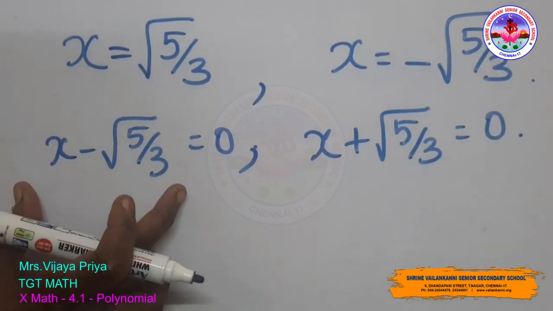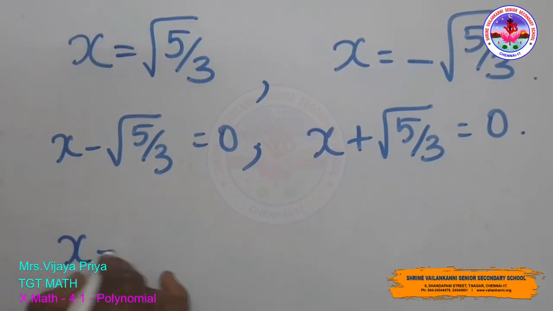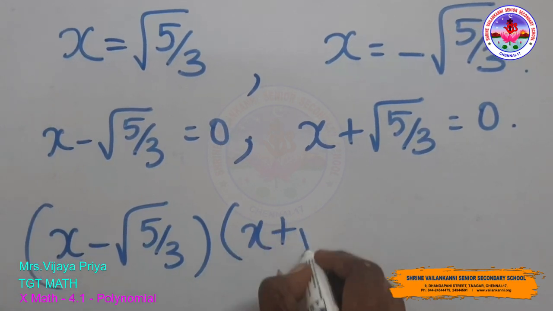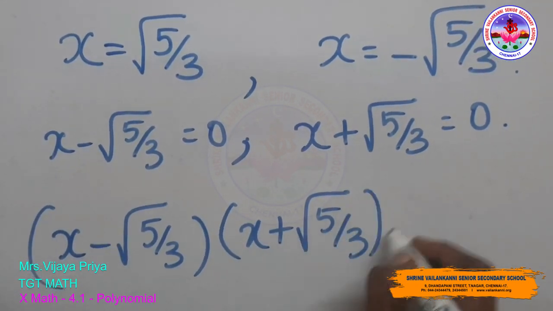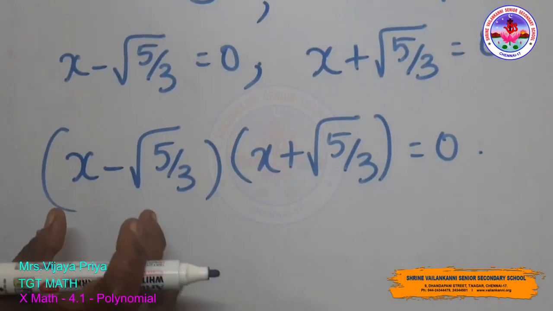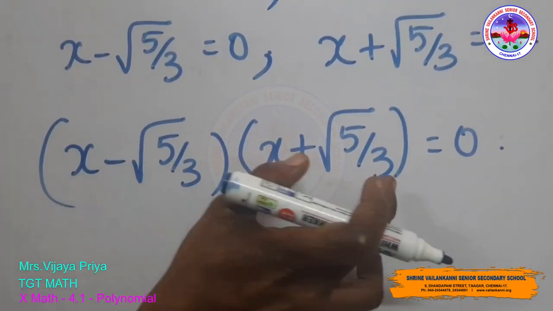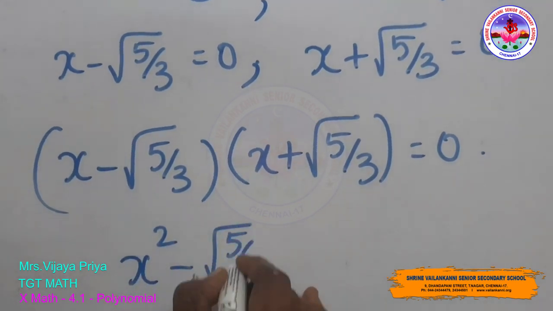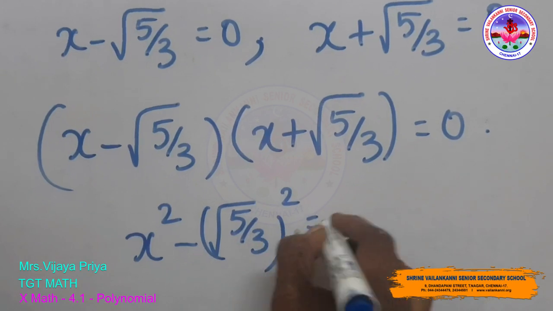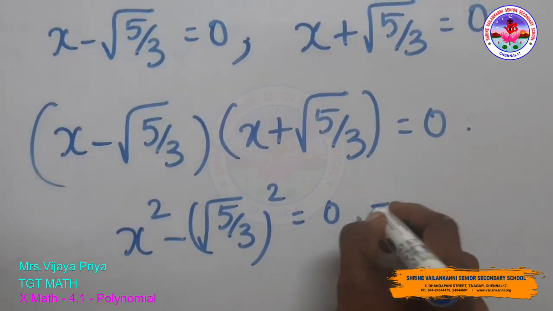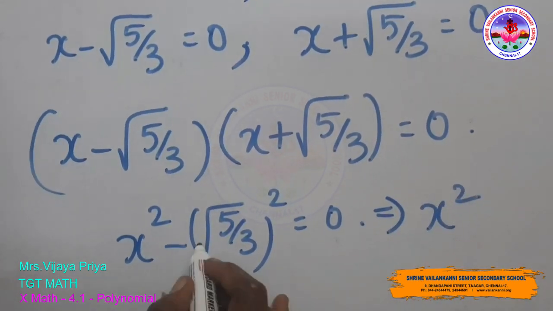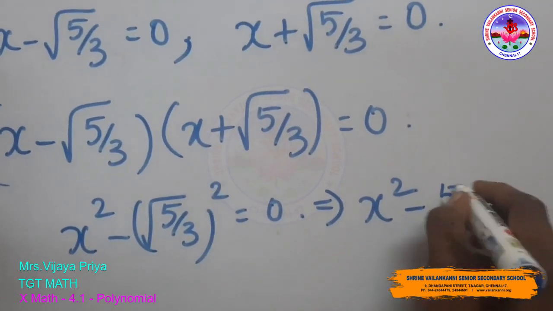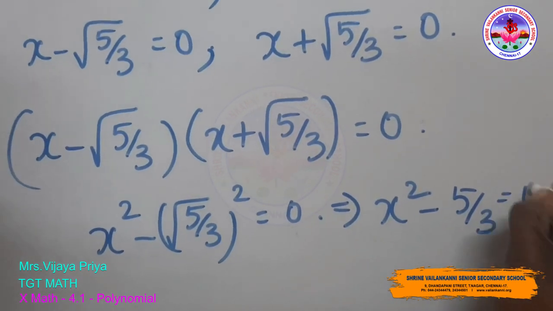Now I am multiplying these two. I will get x minus square root of 5 by 3 into x plus square root of 5 by 3, which is equal to 0. So it is of the form (a - b)(a + b), which is equal to a^2 - b^2, the identity formula. So which implies we get x^2. The square root to the power of 2, the square root will go off. So you will have x^2 - 5/3 which is equal to 0.